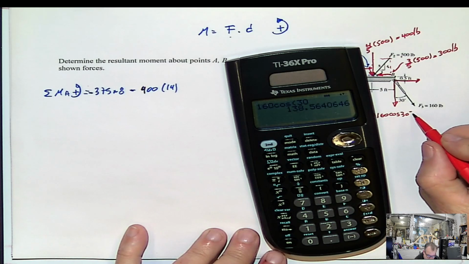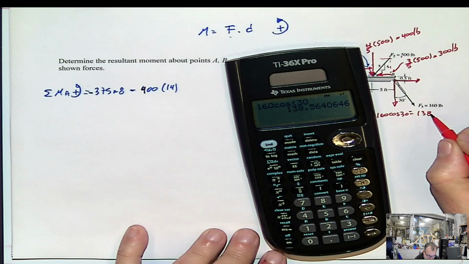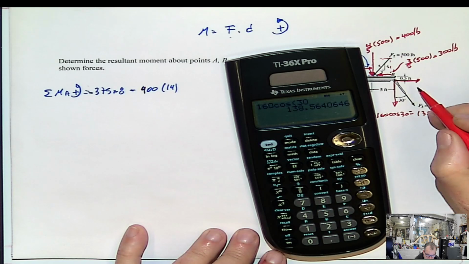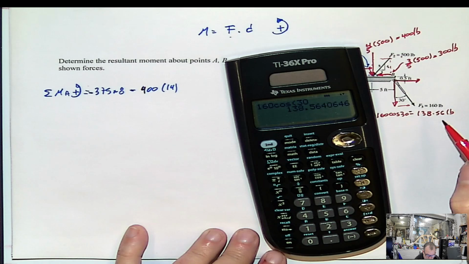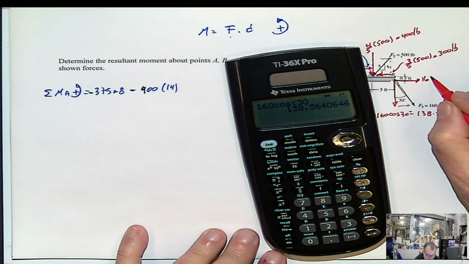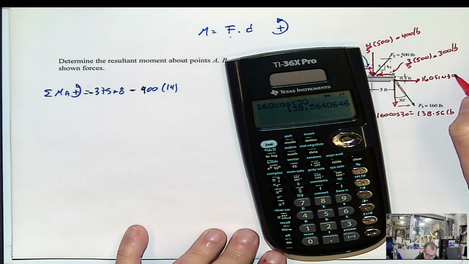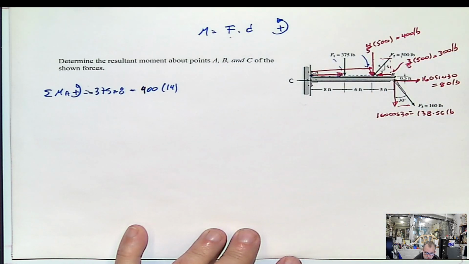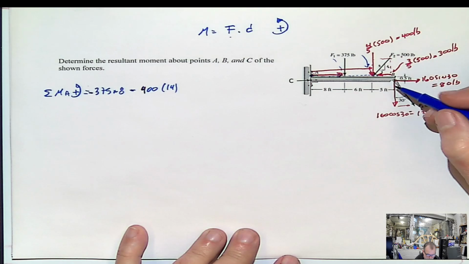That's 138.56 pounds. And then this one, which is 160 sine 30, which is 80 pounds. And we just keep applying the same procedure again and again. Let's start with this one.